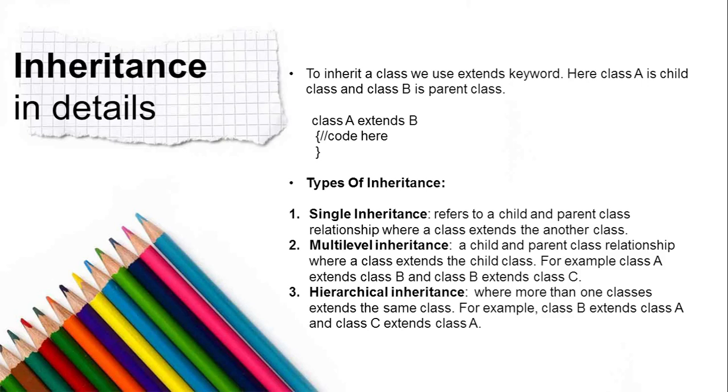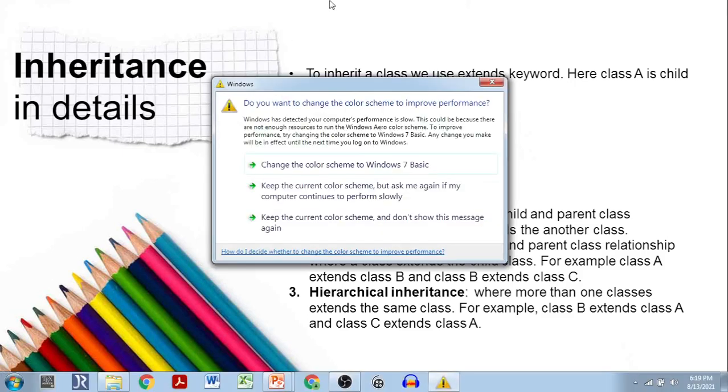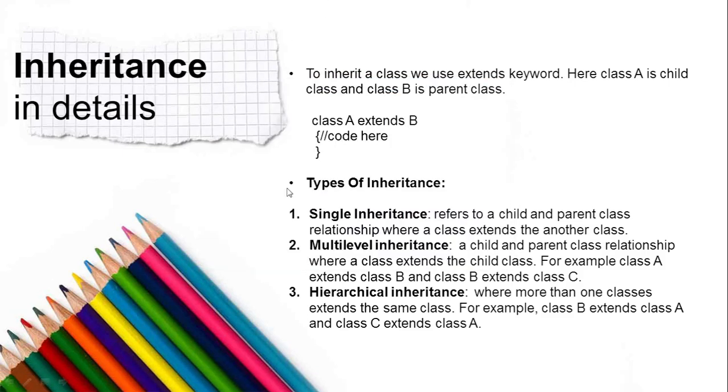Yes. So what are the types of inheritance? There are 3 types of inheritance. One is single inheritance, another is multi-level inheritance, and another is hierarchical inheritance. Actually, we can define inheritance in more ways. But for simplicity, when you are learning Java at the very first stages, we'll just go through these 3 types of inheritance.